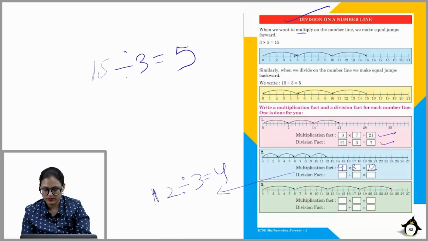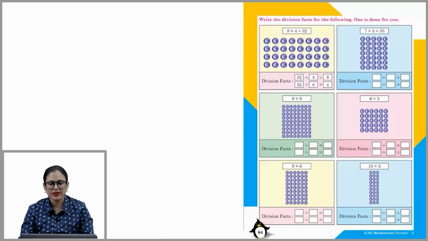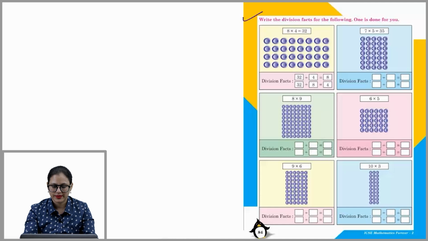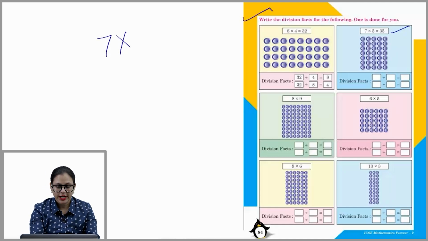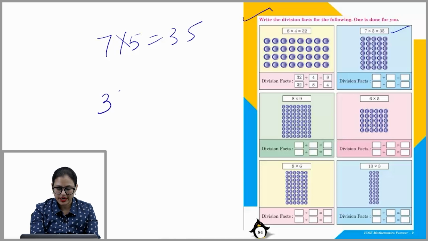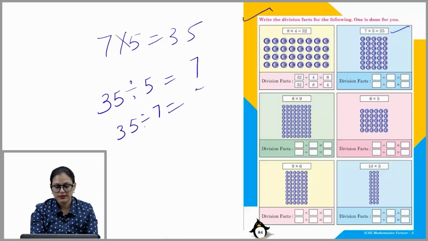Okay. Write the division facts for the following. One is done for you. Okay, so we will start with this. 7 into 5 is equals to 35. We have to write the division fact. See, if we divide 35 by 5, we will get 7. If we divide 35 by 7, we will get a 5. Okay.